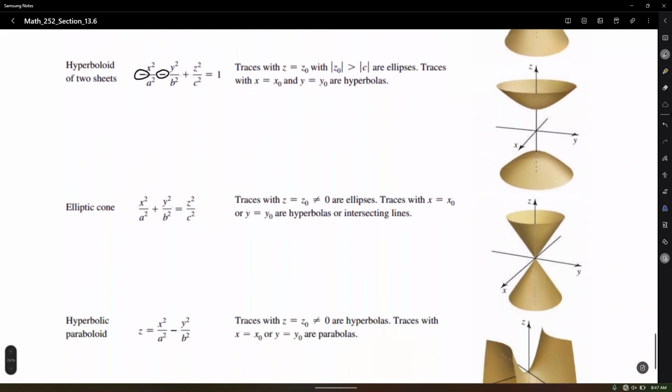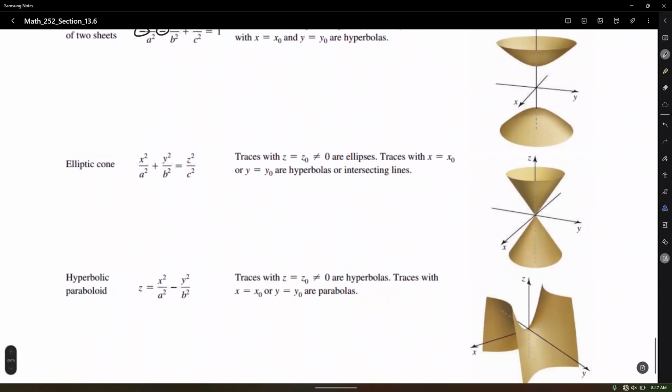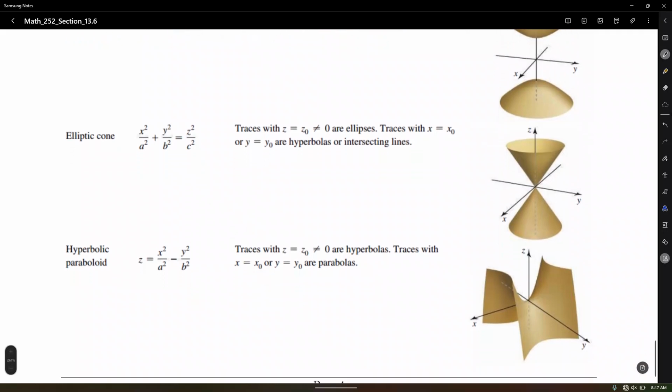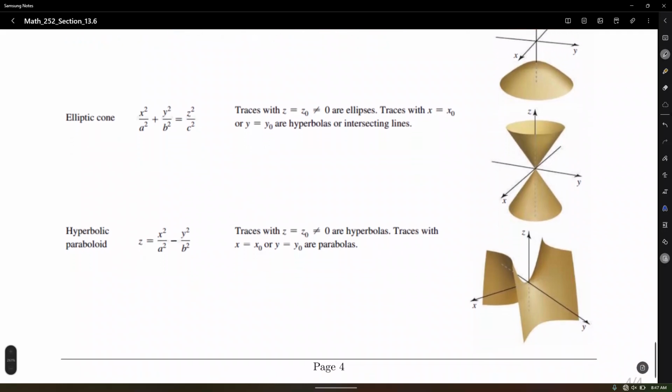Elliptic cone. In this case, we may or may not have both sides of the cone, the top and the bottom one. Well, we're going to use these cones later when we get to the triple integrals. But for now, we're just having a look at how these surfaces look, and what the equations are. And the last one, the hyperbolic paraboloid. Well, this is an interesting one. It's a hyperbola combined with a parabola.